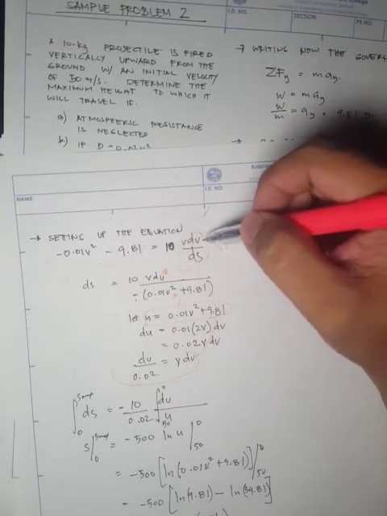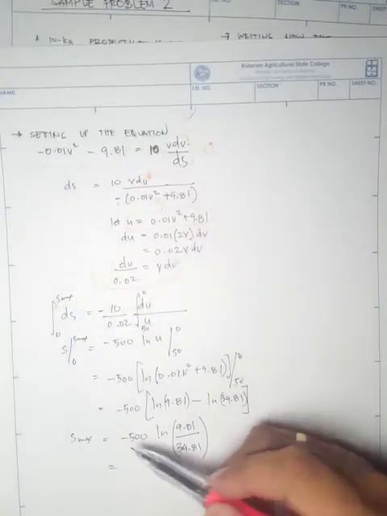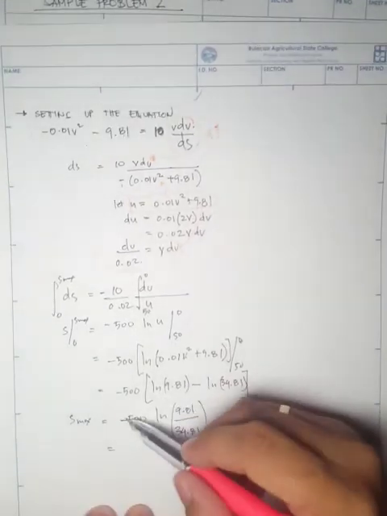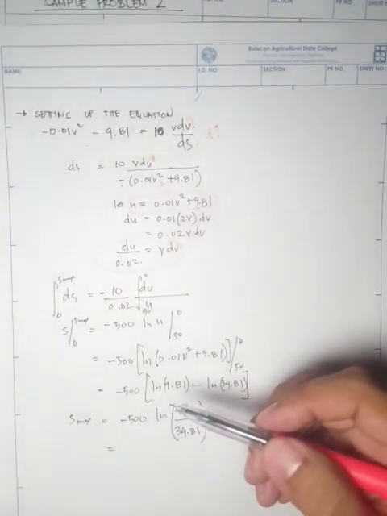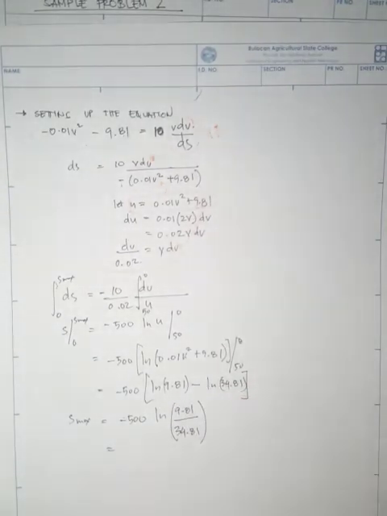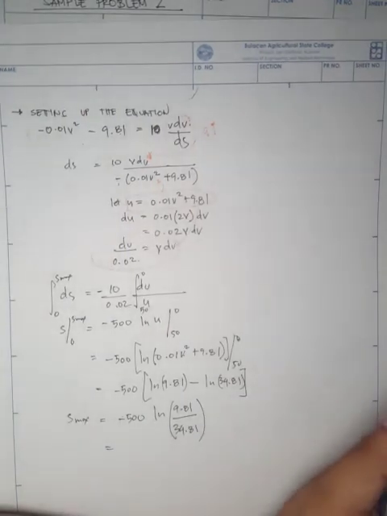If this is negative, then the difference that it will make is just it will have a positive value here. Let's try 9.81 divided by 34.81.